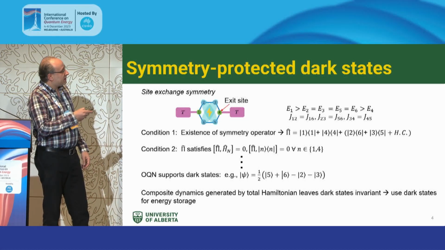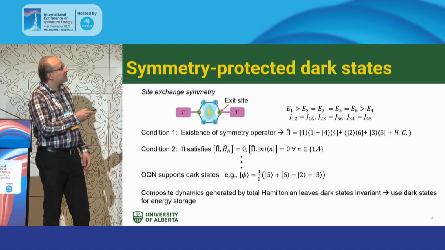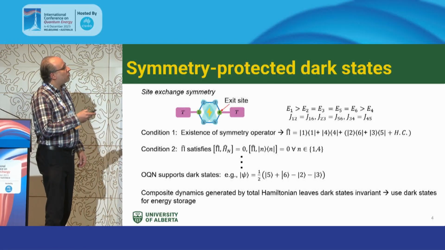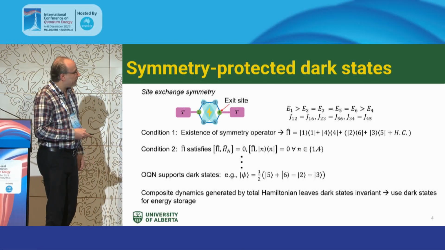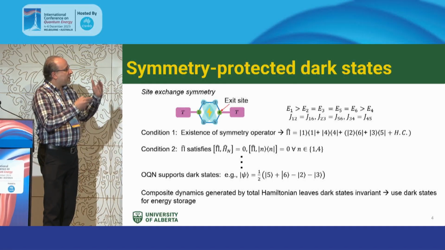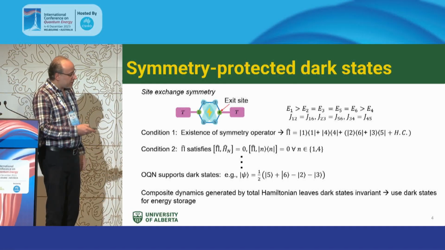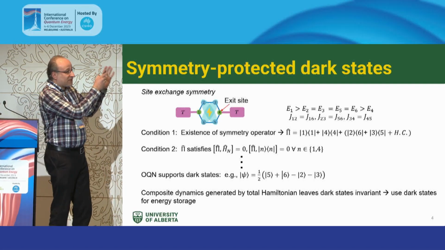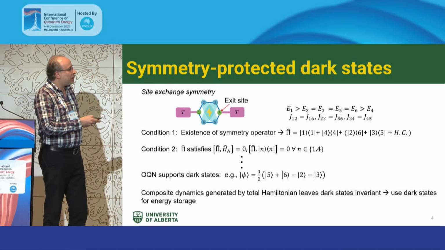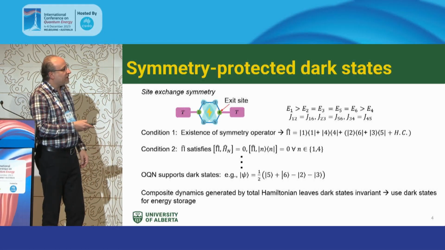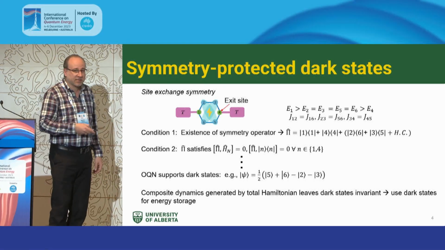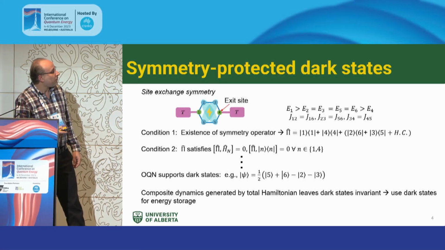So that's the state that's sort of a linear combination of what I call the bulk states, sites 2, 3, 5, and 6. And you can see there's no contribution from sites 1 and 4. Okay, so if these two conditions are satisfied, it turns out that the composite dynamics generated by the total Hamiltonian, so the dynamics of both the system and the bath, leaves these dark states invariant. So the idea was, can we use these dark states for energy storage?